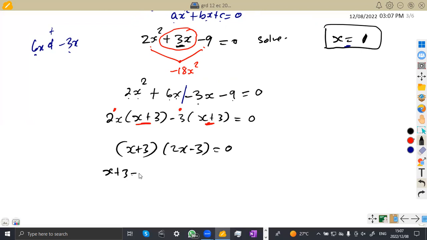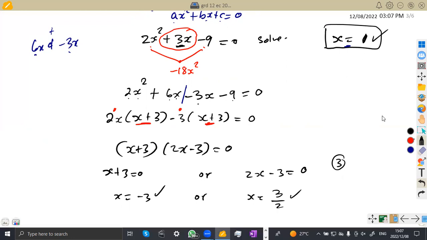So it's either that x plus 3 is equal to 0, or 2x minus 3 must be equal to 0. So that means x is going to be negative 3, or x here is going to be 3 to that side. That will be a positive. Then you divide by 2. So it will be 3 over 2. All right, so these are the values of x that we have: negative 3, 3 over 2, and that one that we had in the first place of 1.